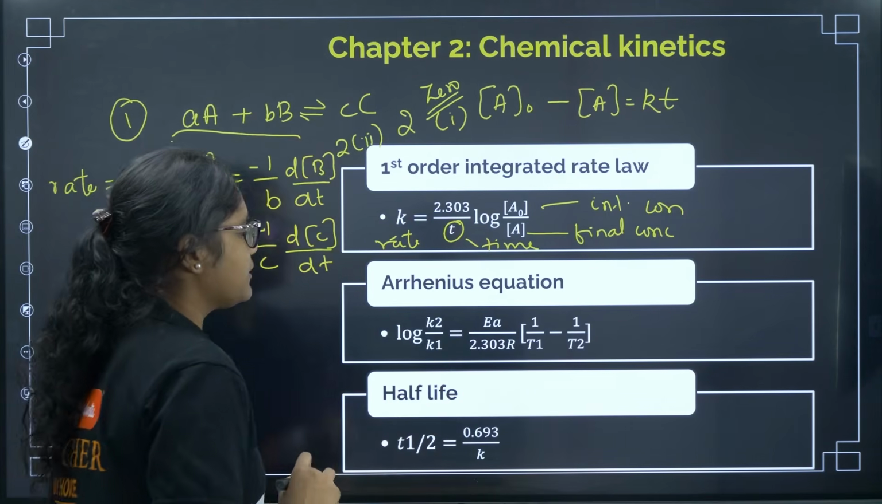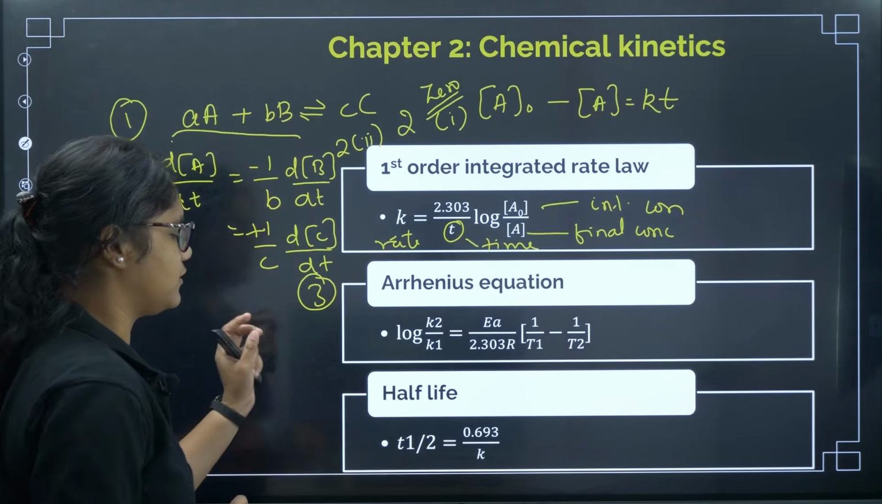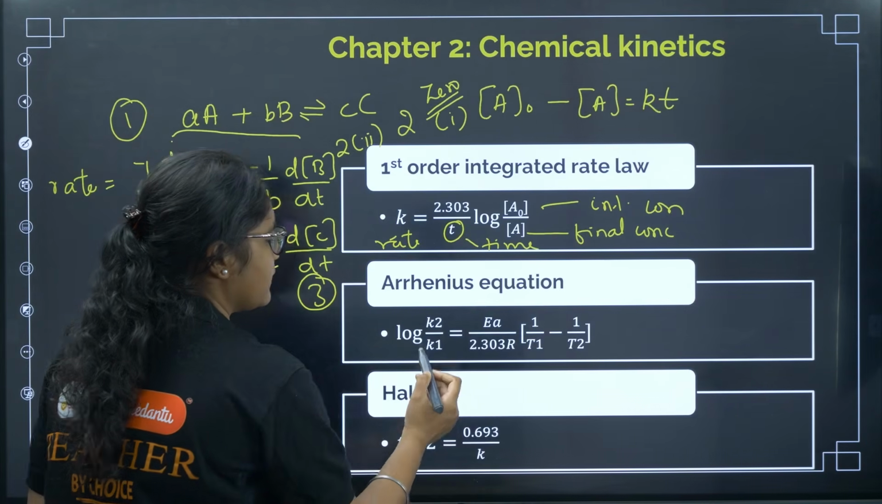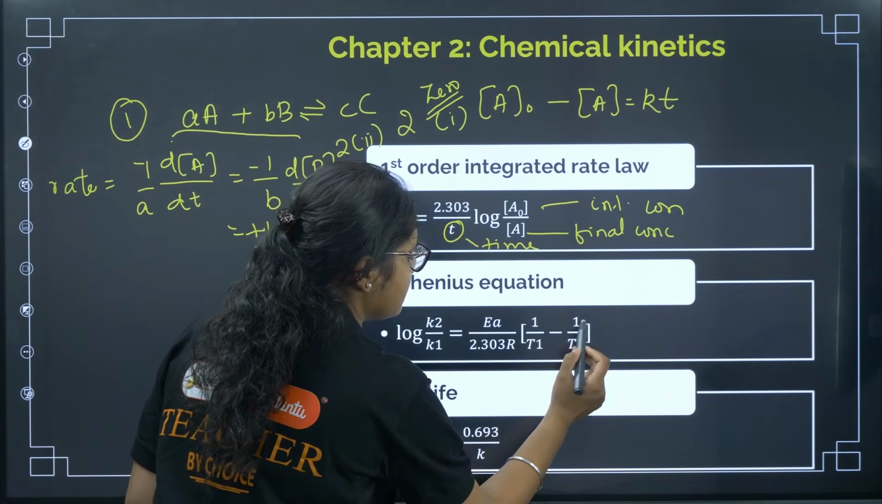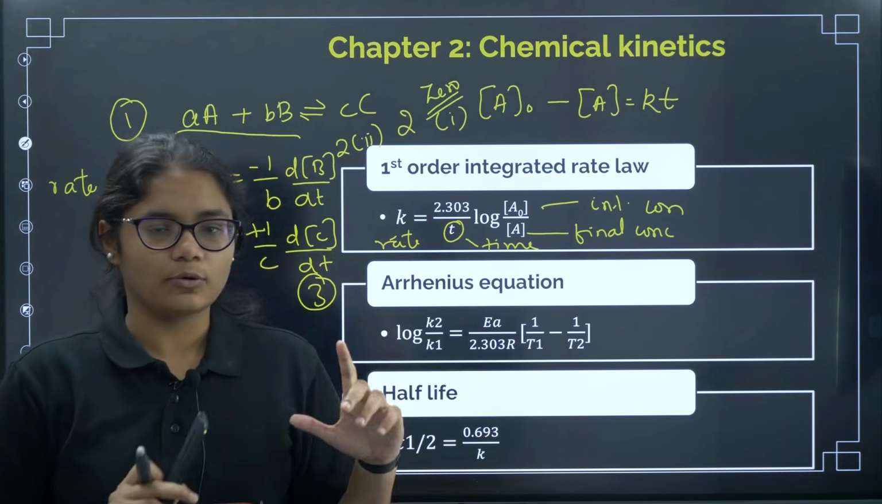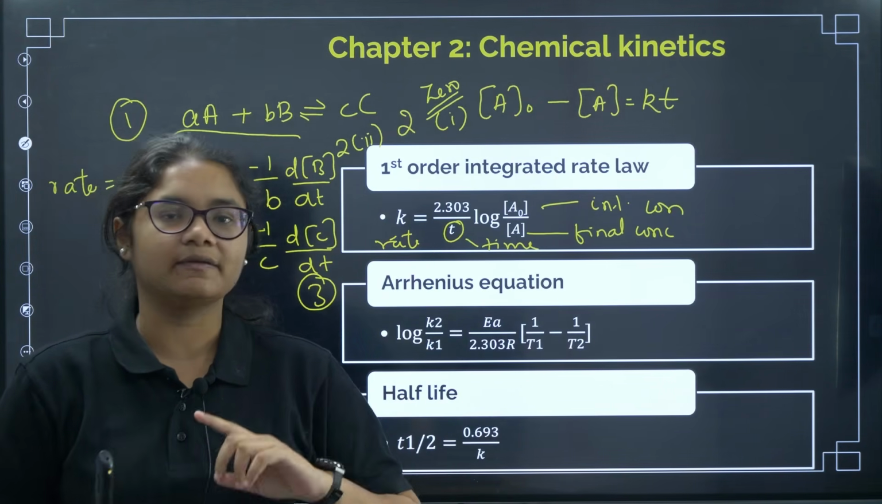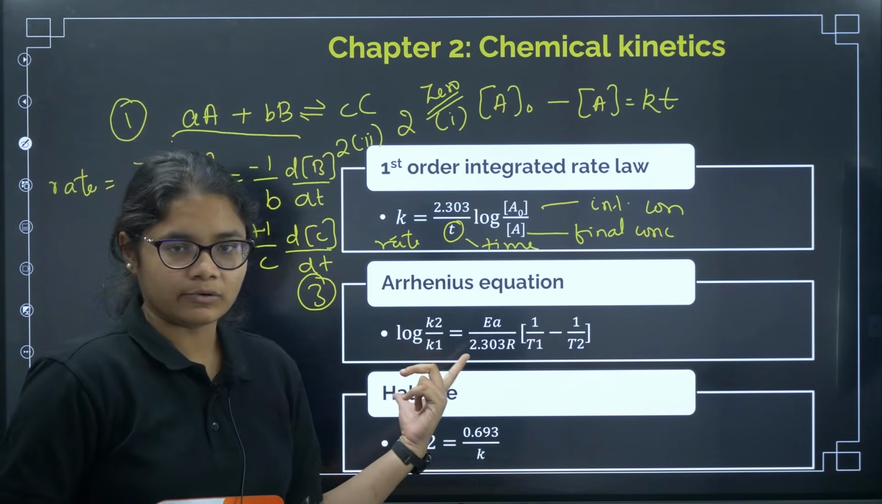Now coming to third equation, that is your Arrhenius equation, the most important formula. Log k2 by k1 is equal to Ea by 2.303 R into (1 by T1 minus 1 by T2). But if you have seen the previous year papers, we have solved top 30 questions of chemical kinetics where we have taken previous year questions. No question was asked based on this formula.